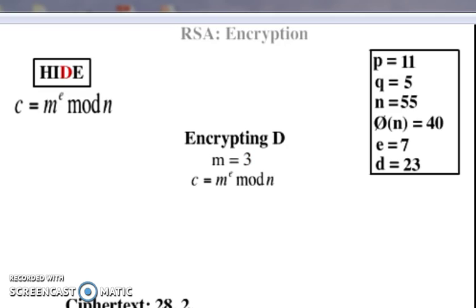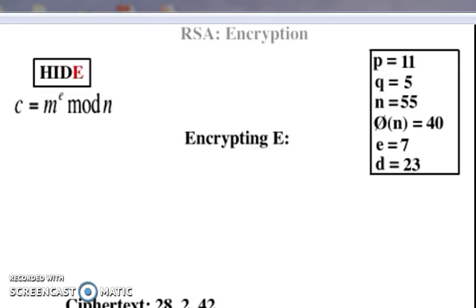Encrypting D. The numerical representation for D is 3. C equals m to the power of e modulo n. M equals 3, E equals 7, N equals 55. So C equals 3 to the power of 7 modulo 55. C equals 42 modulo 55. This is our third ciphertext, 42.